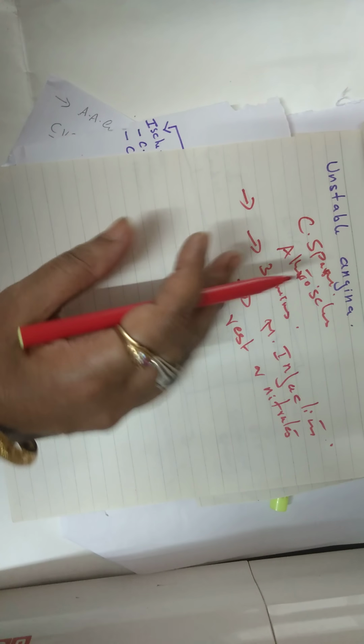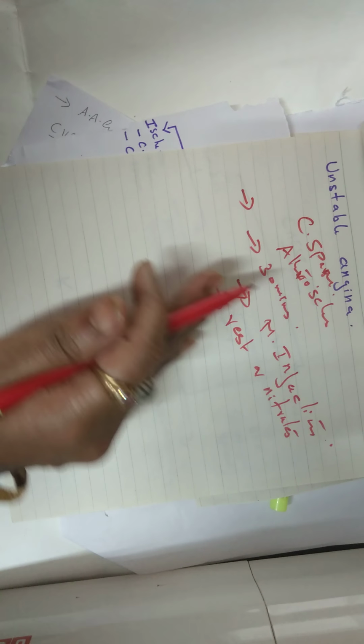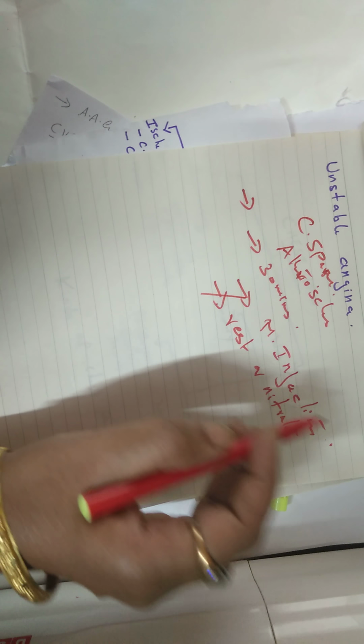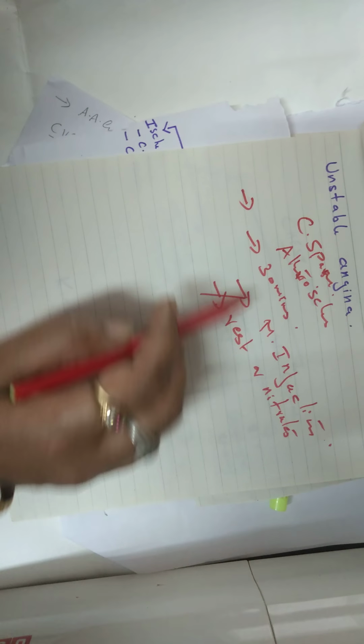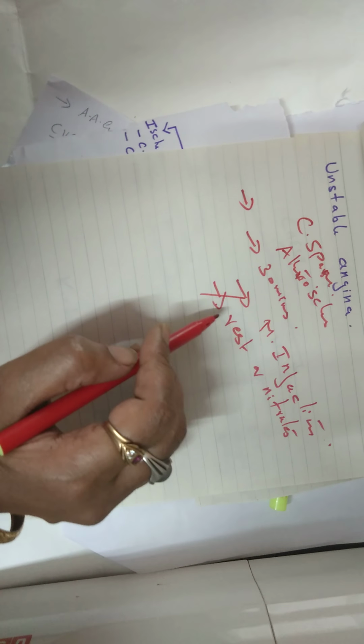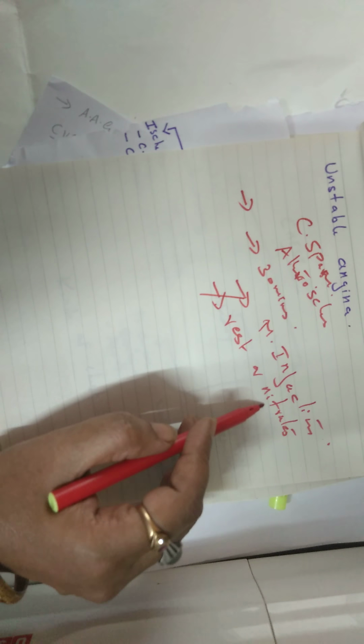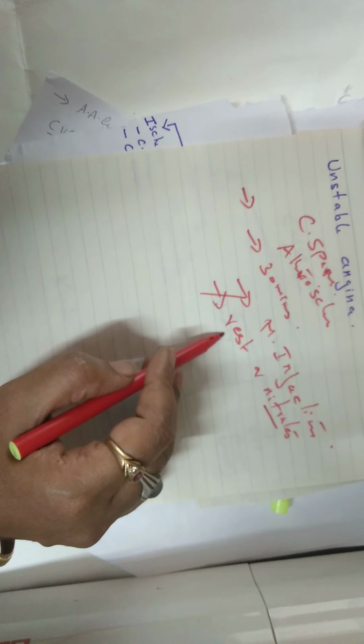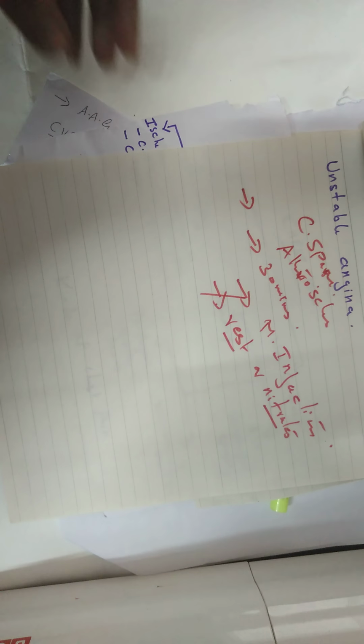Unstable angina is the advanced stage of atherosclerosis, and next comes myocardial infarction. It is an emergency condition where hospitalization is required, because it cannot be treated by nitrates or just by taking rest. So this is about the various types of angina.